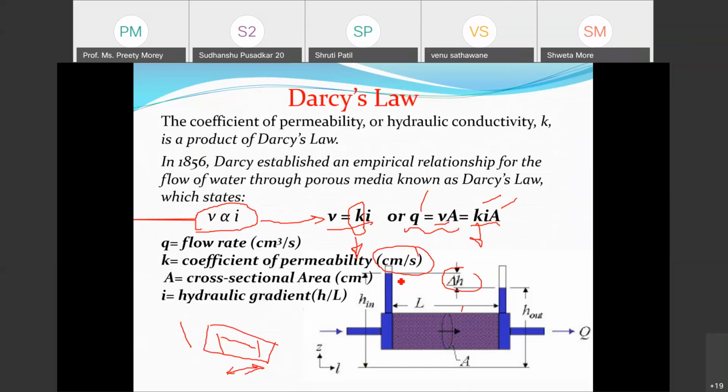You should be able to measure the head at the entrance and the head at the exit. The difference between entrance and exit is your delta H. Delta H upon the length of the water flowing through this soil mass, L, gives i. The cross-section area is the cross-section area of this soil, indicated as A. If I know Q, which is coming out of the soil mass, I will be able to get the K value. This simple principle is used.